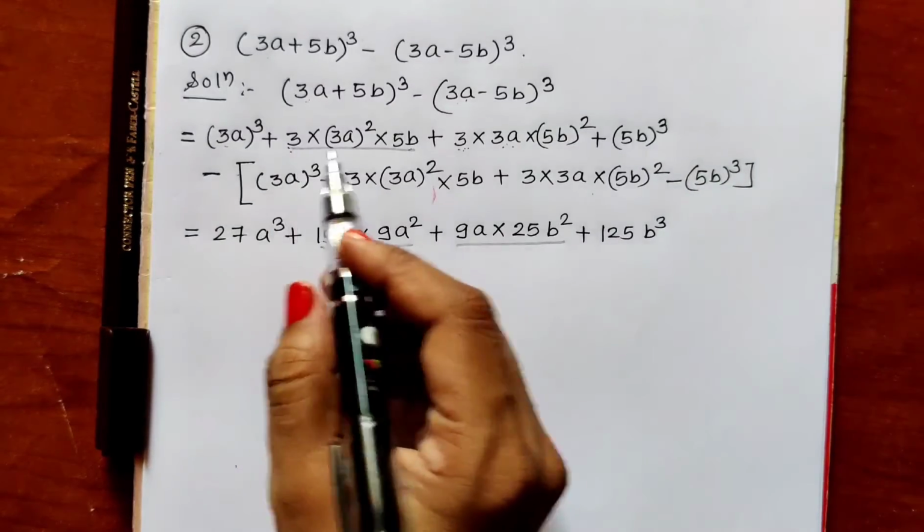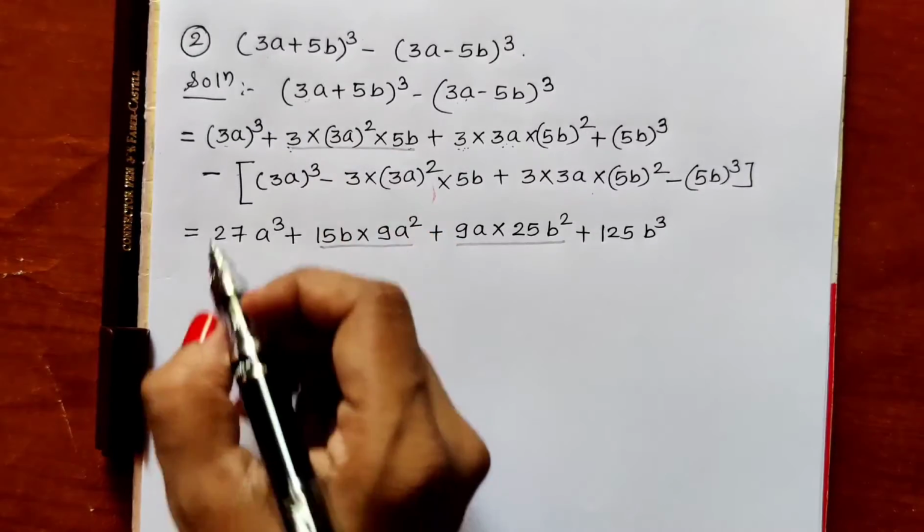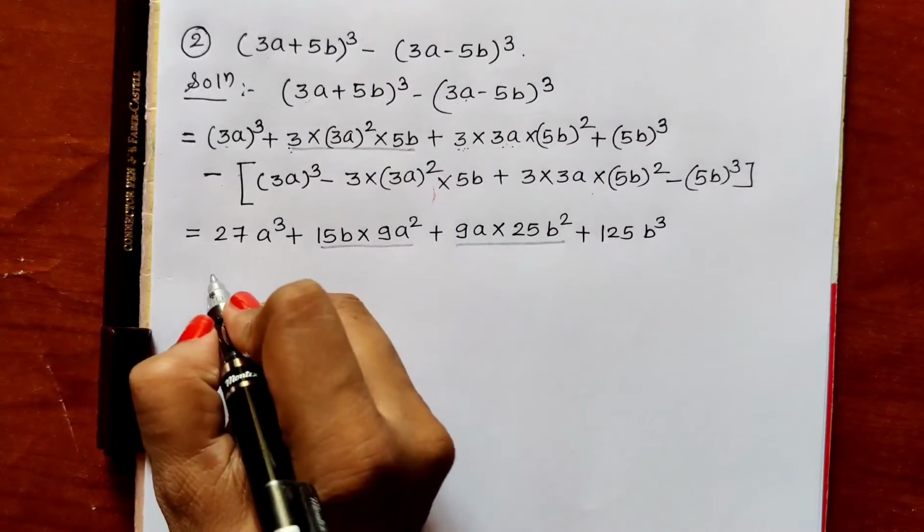So in this way we have done for this expansion. Now let us do for this expansion under square bracket.